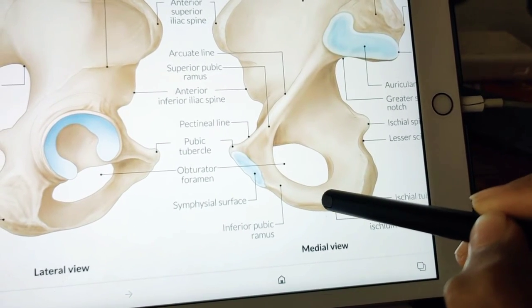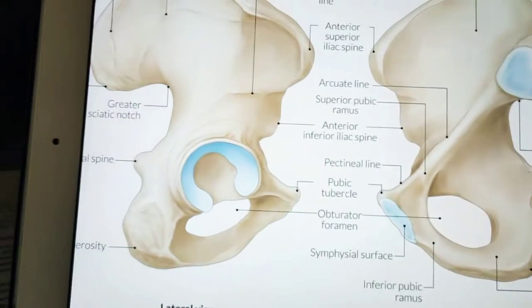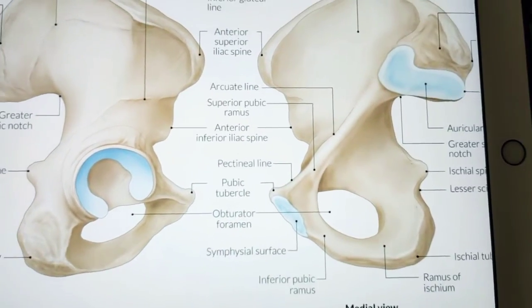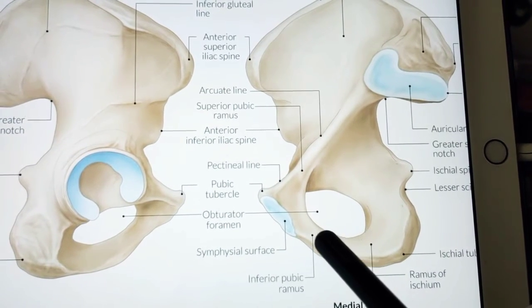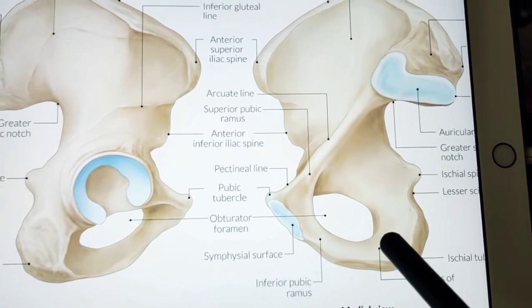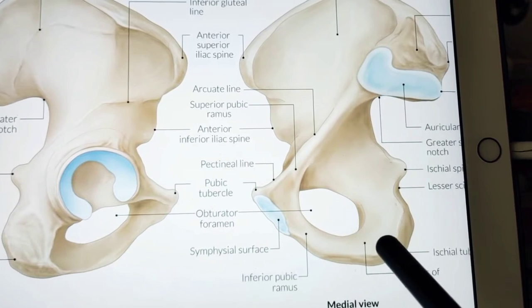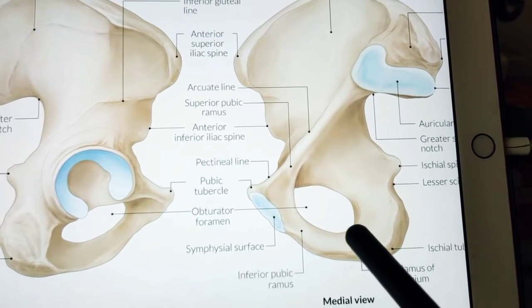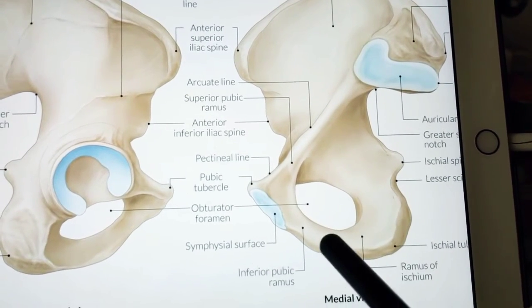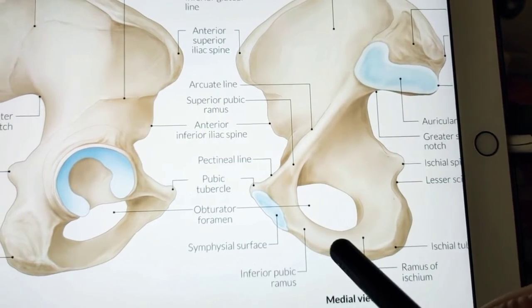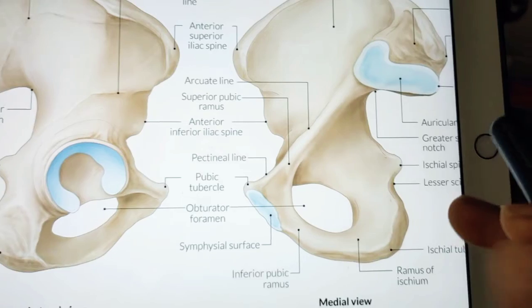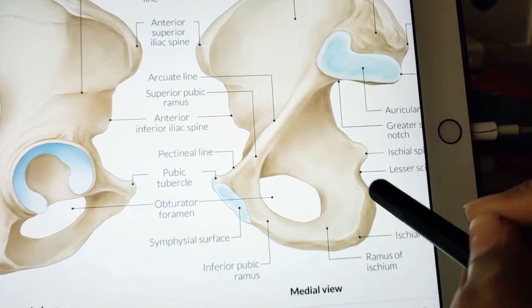This ramus is also called the conjoint ischiopubic ramus. Why conjoint ischiopubic ramus? Because the inferior ramus of the pubis connects with the ramus of the ischium. So this area is called the conjoint ischiopubic ramus. There are only two parts of the ischium to see, that is the body and the ramus. Now we will understand about the body of the ischium.